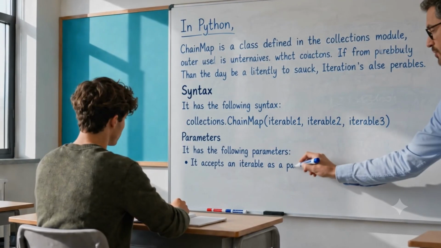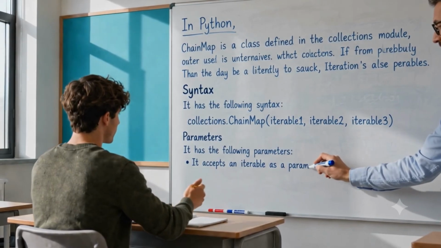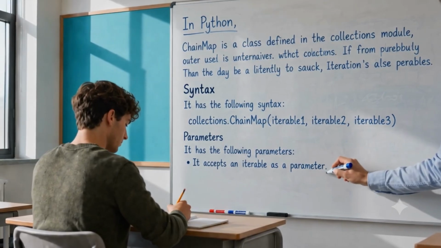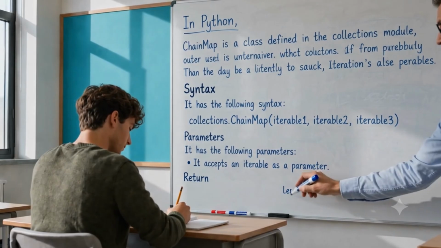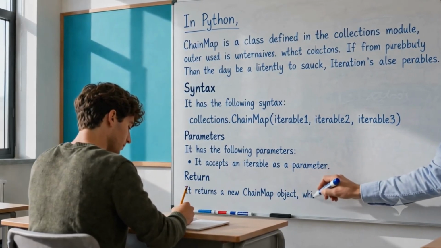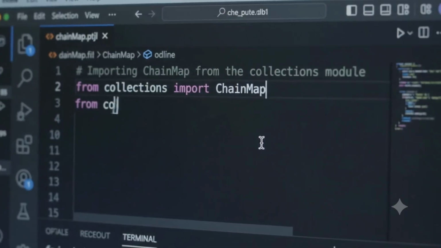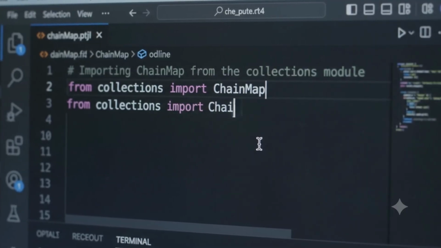Syntax. It has the following syntax: collections.ChainMap(iterable1, iterable2, iterable3). Parameters. It accepts an iterable as a parameter. Return. It returns a new ChainMap object, which maps multiple iterables. Example. The following example demonstrates how to use ChainMap to group multiple dictionaries into a single unit.